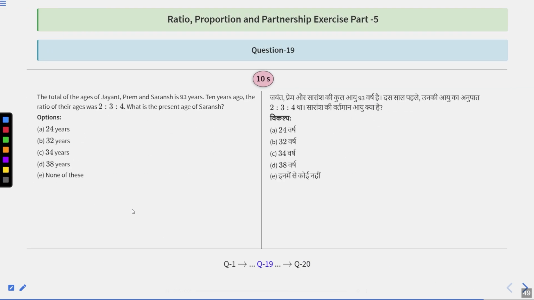Next one. The total age of Jayant, Prem and Saransh is 93. 10 years ago, the ratio of their ages was 2:3:4. What is the present age of Saransh? You have 5 options and 10 seconds to solve this question. Your time starts now.